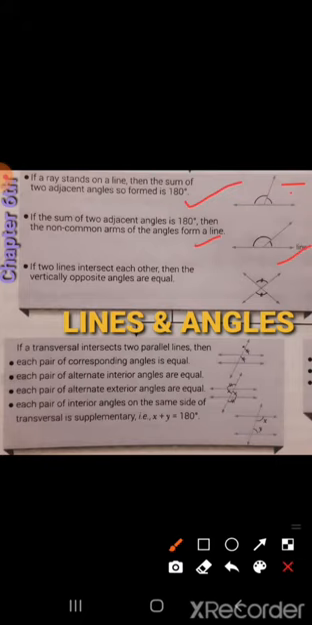In the first, if the line is given to you straight, the pair, which is also called a linear pair, their sum should be equal to 180 degree. And in the second case, if the sum of the two given angles is equal to 180 degree, and they are adjacent also, then the line on which they are making their non-common arms should be a straight line. Third one, if two lines intersect each other, then the vertically opposite angles will always be equal.